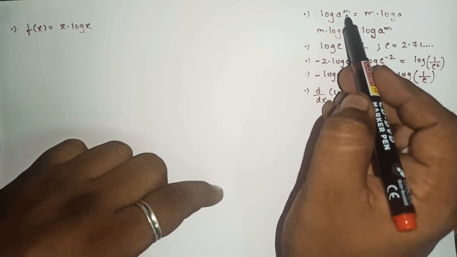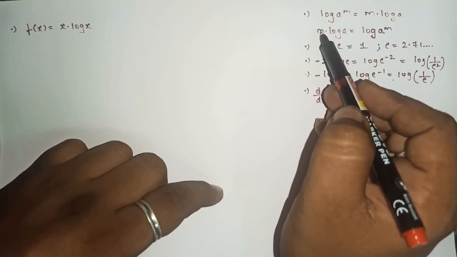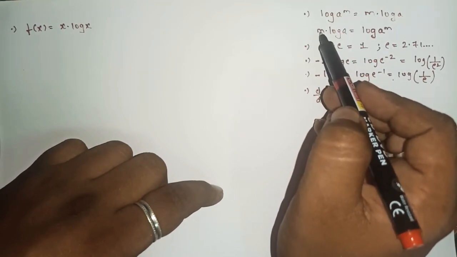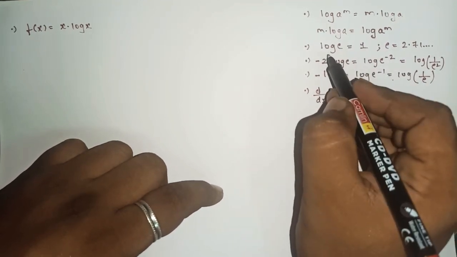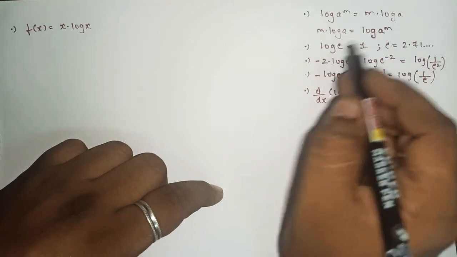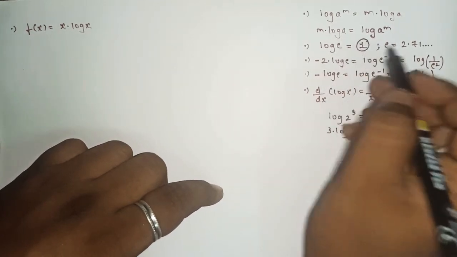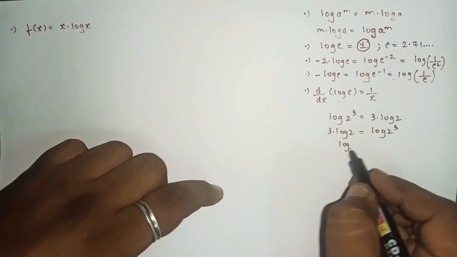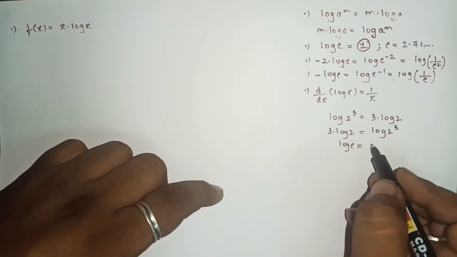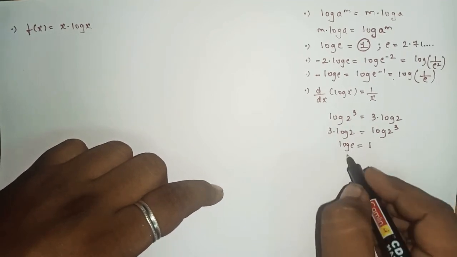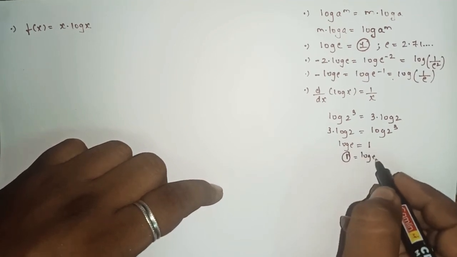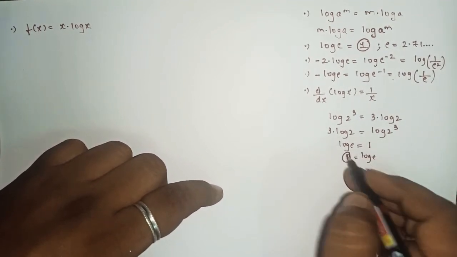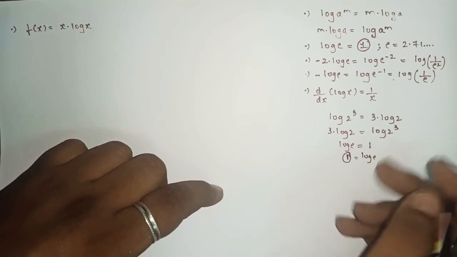So we can bring this power down, or else it will go up. These two forms you have to remember. The second formula is what? Log e. Wherever you see log e, you will replace log e by 1. Or wherever you see 1, in place of 1 directly you can write log e, because log e is equal to 1, so 1 can be equal to log e. So in place of 1 we can write log e.